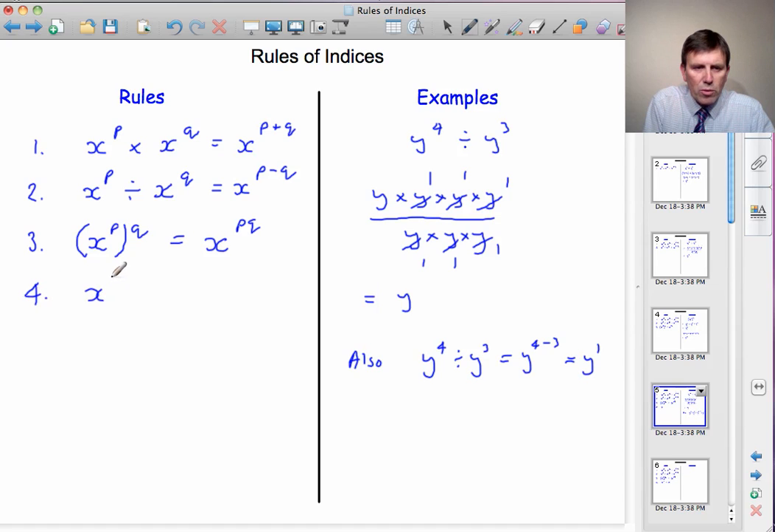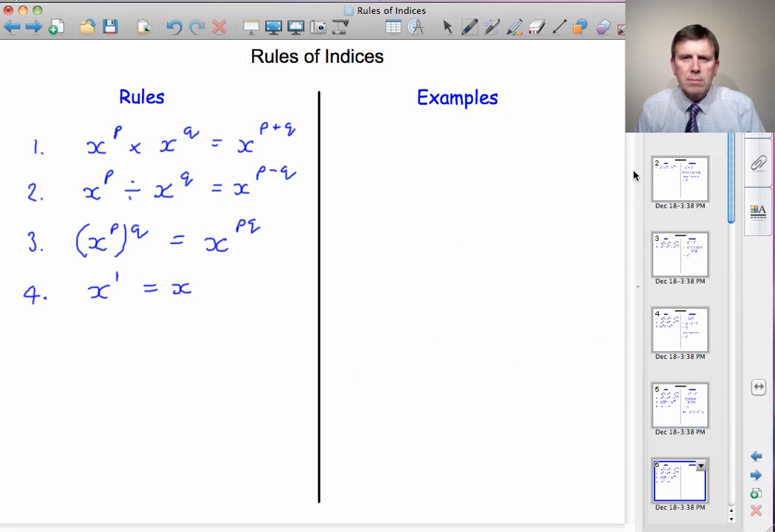X to the power 1 simply means x itself. Moving on to deduce our fifth rule, let's consider y cubed divided by y cubed. Well, anything divided by itself is 1.